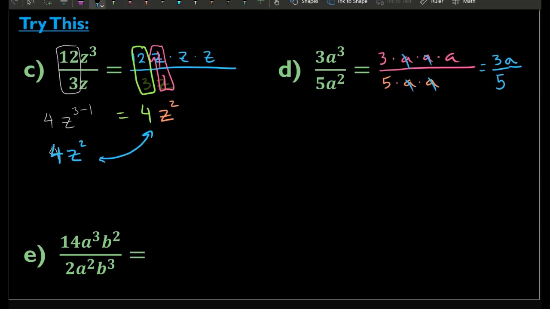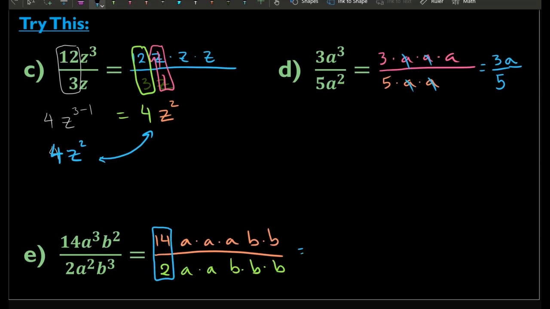Okay, now we're heading to the last problem. 14, a times a times a, b times b, and the denominator is 2, a times a, and b times b times b. So 14 divided by 2 gives me 7. The a's divide each other out and leave you 1a left, so 7a. The b's cancel out in pairs, so we have 1b left in the denominator, so 7a over b is the final answer.